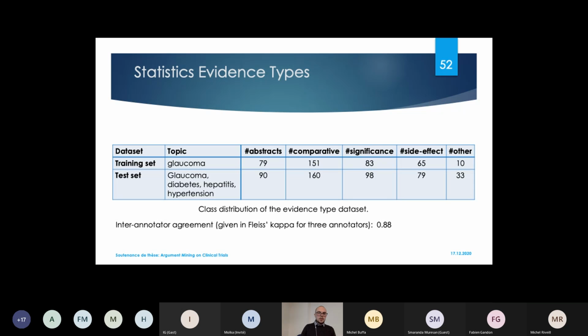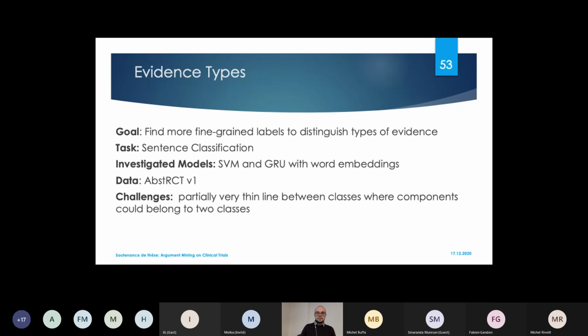And so the annotation was conducted on the first version of the data set, with comparative being the most prominent class and other the underrepresented. But as I said, this is more like a collection of other classes, and especially limitations and risk factors are more often stated in the full body text and rarely in the abstract. I also conducted experiments here with a goal to distinguish the types of evidence.